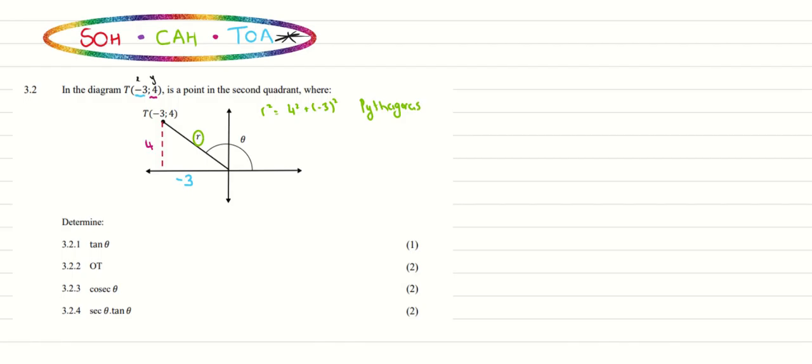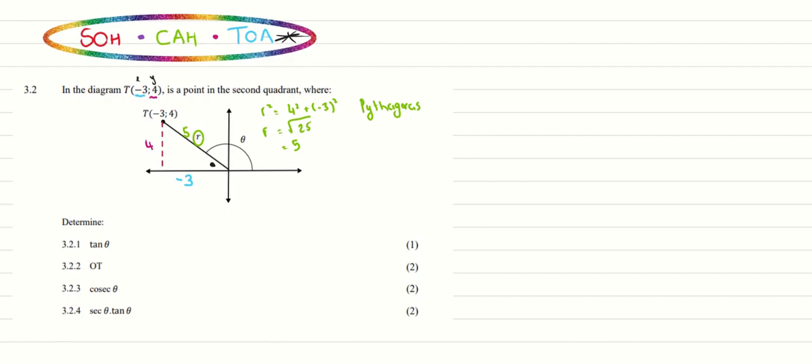Alright, and then it's just a matter of solving for the radius, and you should come to an answer of 5. And so now your hypotenuse, also known as the r, is 5. Now that this triangle is complete, we are able to solve any questions relating to this, but we just need to remember that when we consider theta, we look from this point over here. Okay, so let's have a look here.